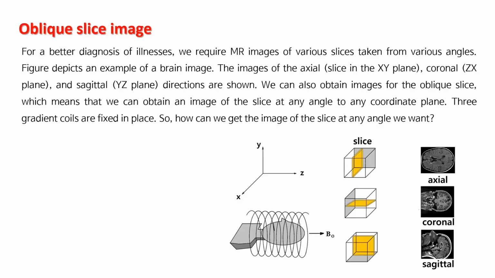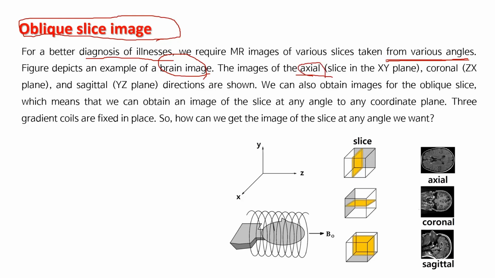Now let's see how we can get oblique slice imaging. For better diagnosis of illness, we require MR images of various slices taken from various angles. The figure depicts an example of brain imaging. The axial image, this slice is in the XY plane, this plane. The coronal image, the XZ plane, and the sagittal YZ plane directions are shown.